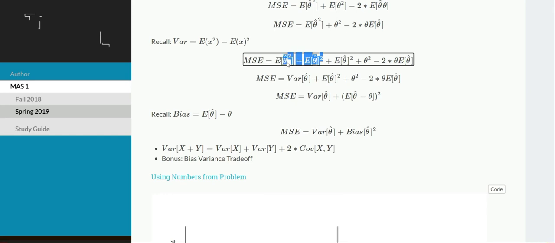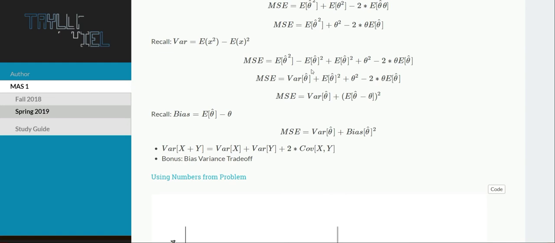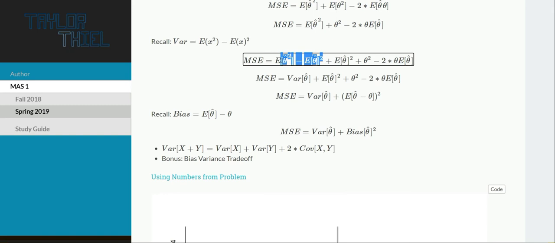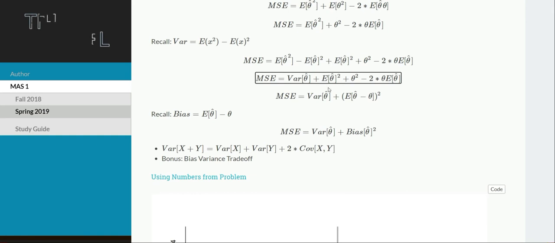But when we do that, we can group these first two terms: the expected value of theta hat squared, and then minus the expected value of theta hat, squared. And that's just variance. So we can replace these two left pieces with the variance of theta hat. And then what we're left with on the right side is actually just theta hat minus theta, quantity squared. Right, so it's that familiar squared term and then minus 2 times each of those terms. So we can put that back together as the expected value of theta hat minus theta, that whole quantity squared, which is equivalent to what's left on the right.